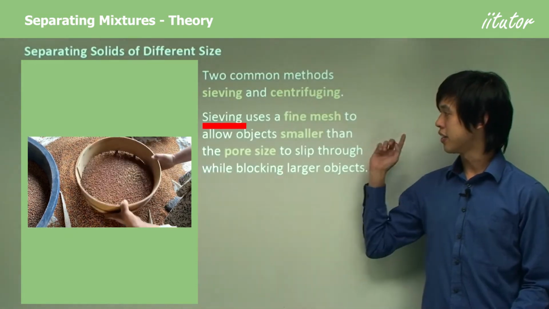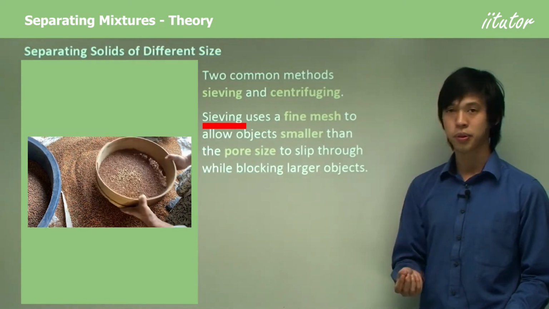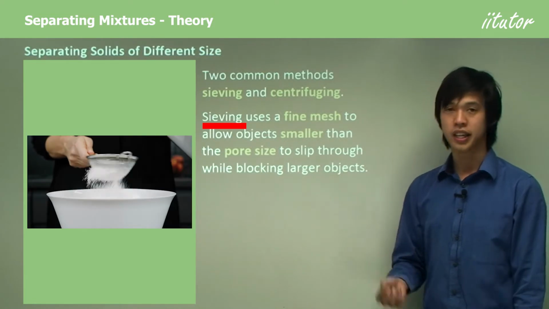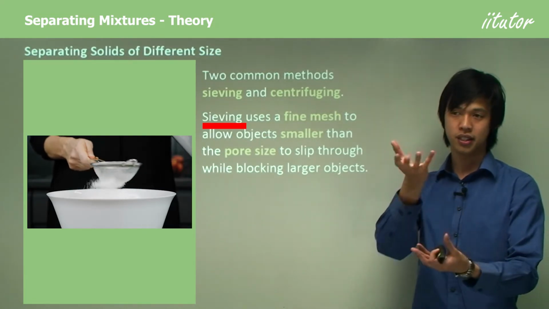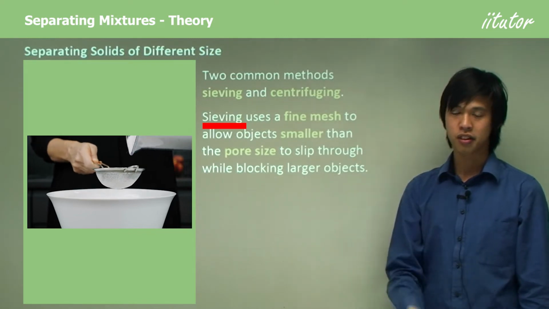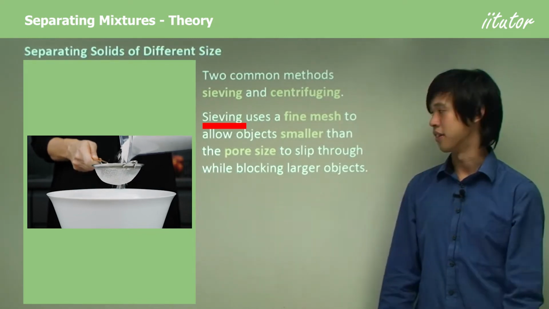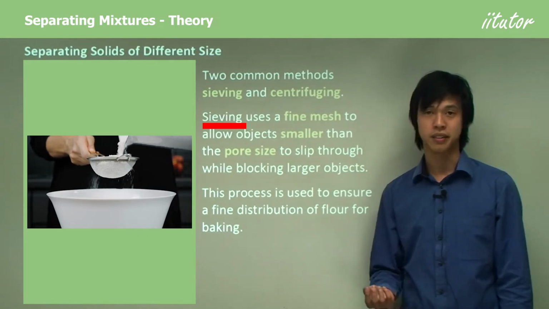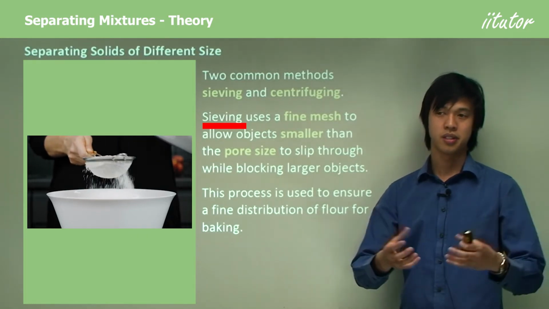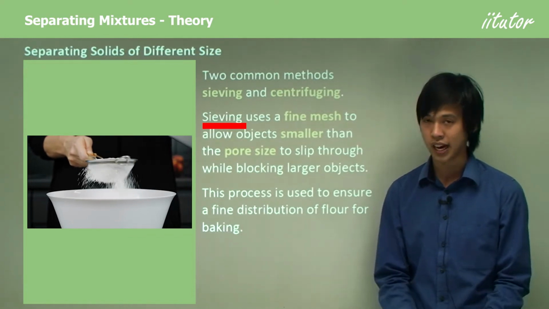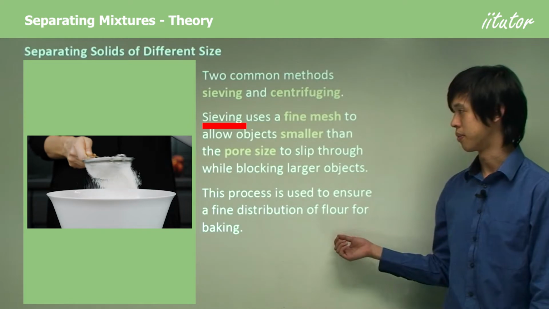Sieving uses a fine mesh to allow particles smaller than the pore size, so the size between the metal mesh, to slip through while blocking the larger objects. So the larger parts are stuck by the very small holes, and the very fine particles get through because they're obviously smaller than those holes. This process is used to ensure a fine distribution of flour for baking. For baking purposes, you'd use this to get a very, very fine and even distribution of particles through your flour. So you wouldn't get any big clumps, essentially, is what we're saying here.